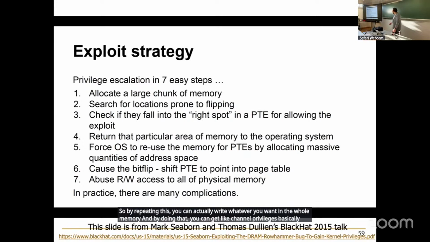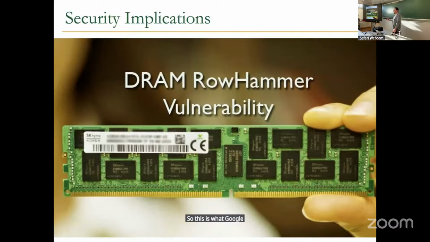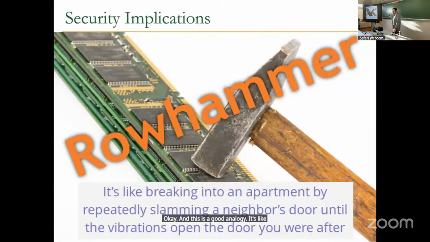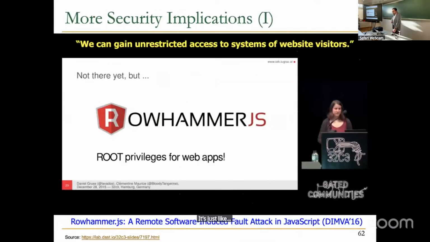Yeah, there's a summary of that. So this is what Google showed just one year after the discovery of this widespread phenomenon. Okay. And this is a good analogy. It's like breaking into an apartment by repeatedly slamming a neighbor's door until the vibrations open the door you were after. It's just a good analogy. Okay, so this happened in 2014-15, right?